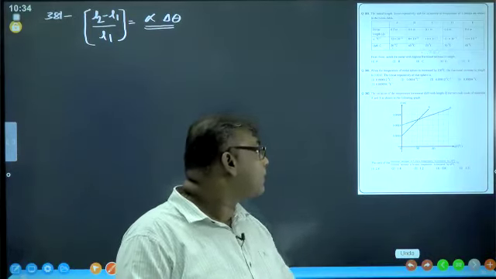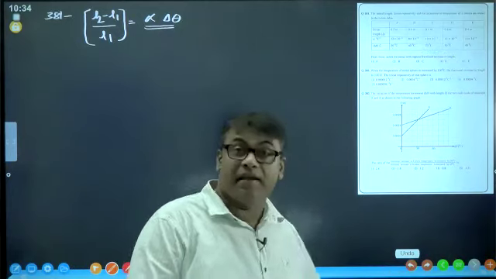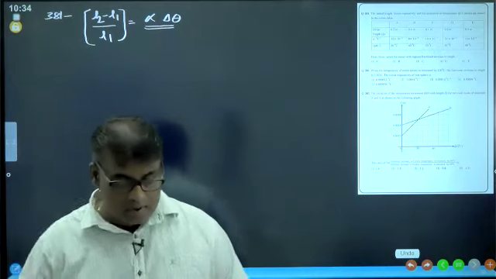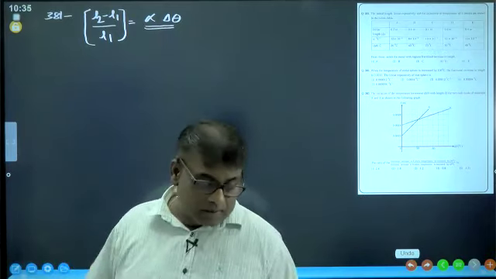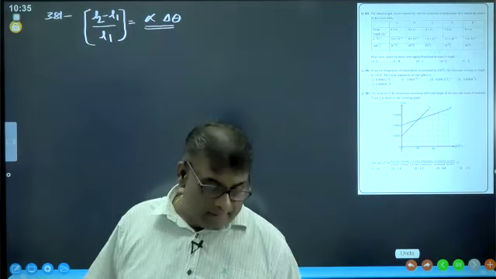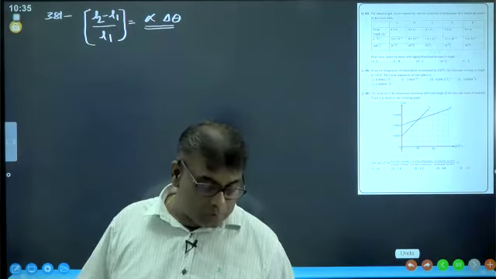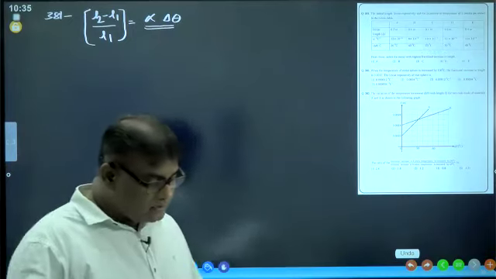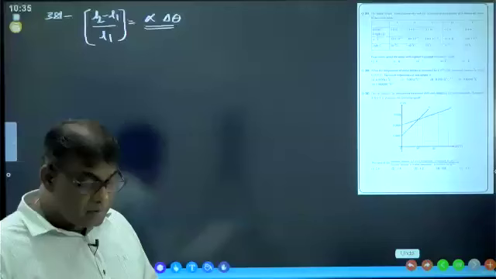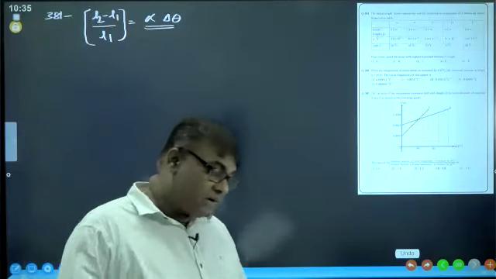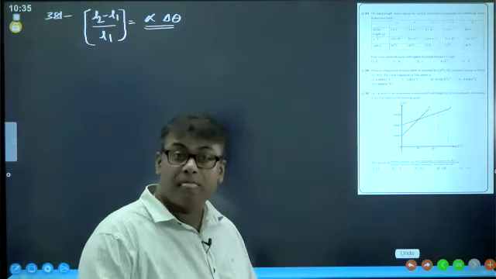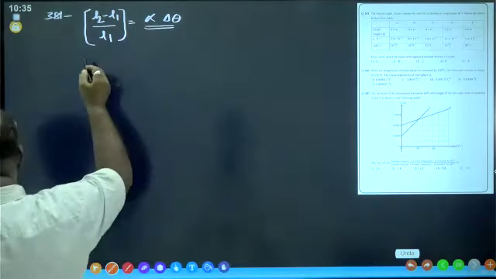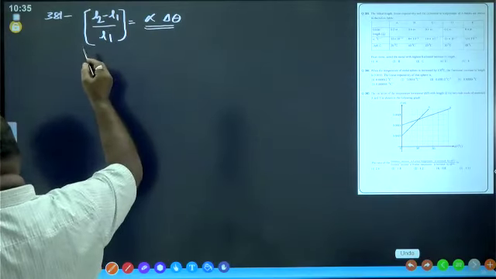Okay, number 382. When the temperature of a metal sphere is increased by 100 degrees Celsius, the fractional increase of length is 0.0012. The linear expansivity of the sphere is asked. The fractional increase of length is mentioned here. This one is 0.0012.